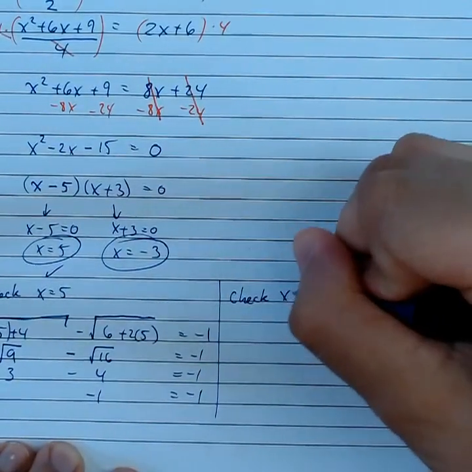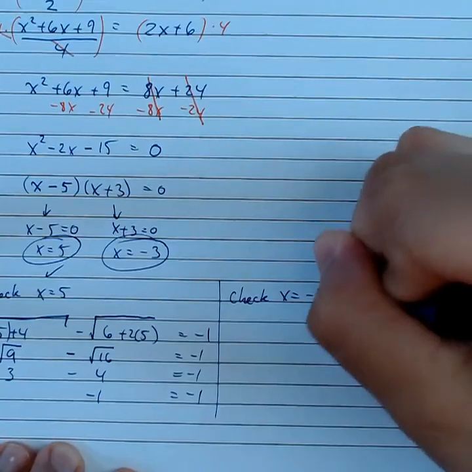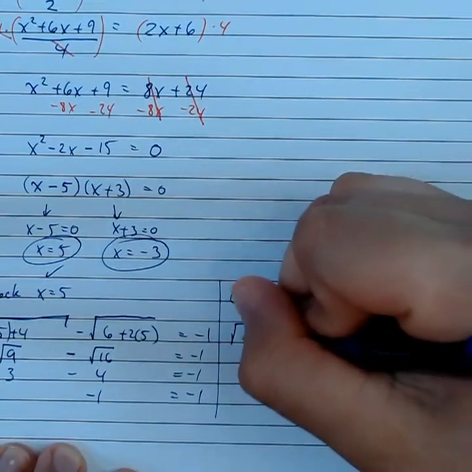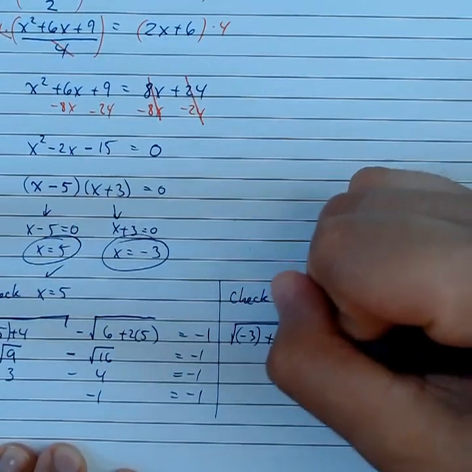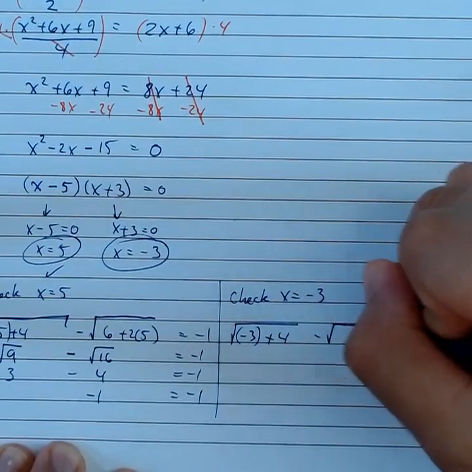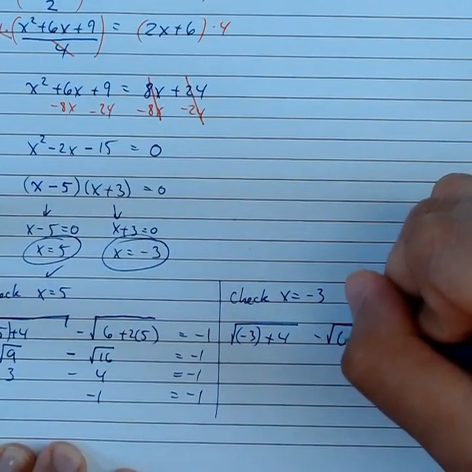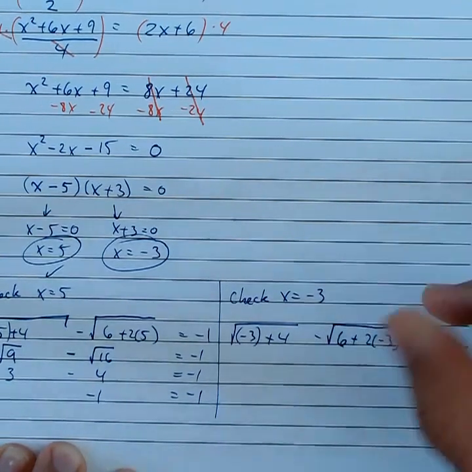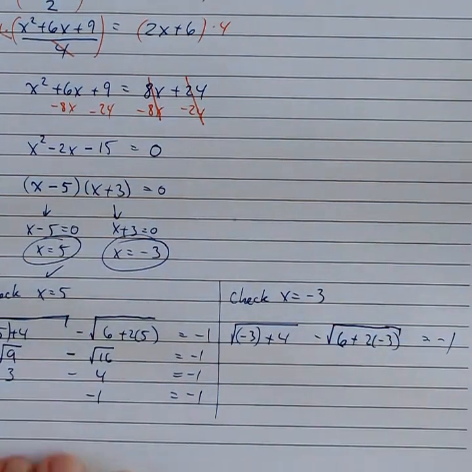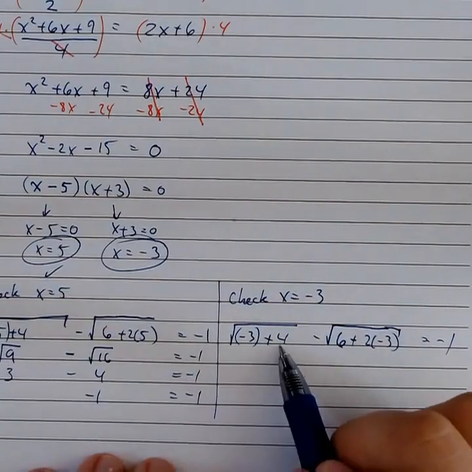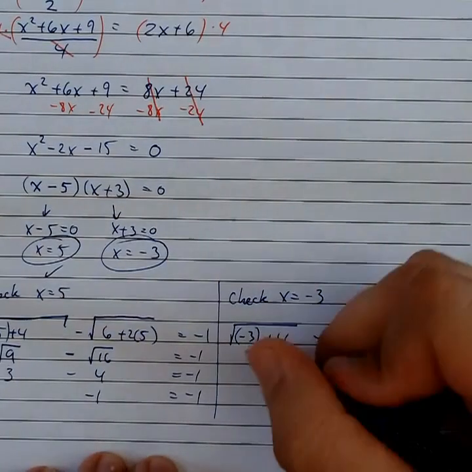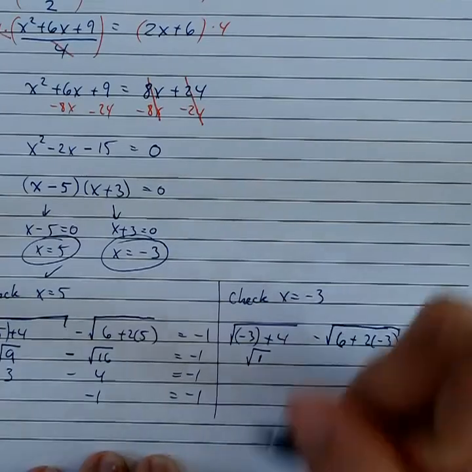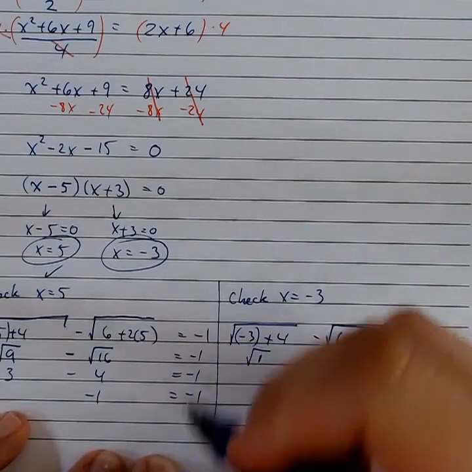If we check x equals negative 3, that's going to be the square root of negative 3 plus 4 minus the square root of 6 plus 2 times negative 3, which should equal negative 1. Let's see if that one works. 4 minus 3 is 1. Okay, that's fine. That's the square root of 1, and the square root of 1 is just the number 1.